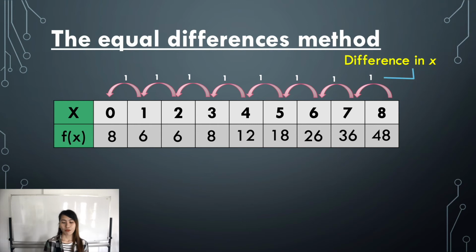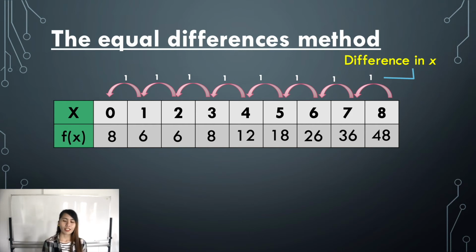Now, let's find the differences in x. So we have 8 minus 7 is 1, 7 minus 6 is 1, 6 minus 5 is 1, 5 minus 4 is 1, 4 minus 3 is 1, 3 minus 2 is 1, 2 minus 1 is 1, and 1 minus 0 is 1. As you notice, the differences in x are the same, which is 1.